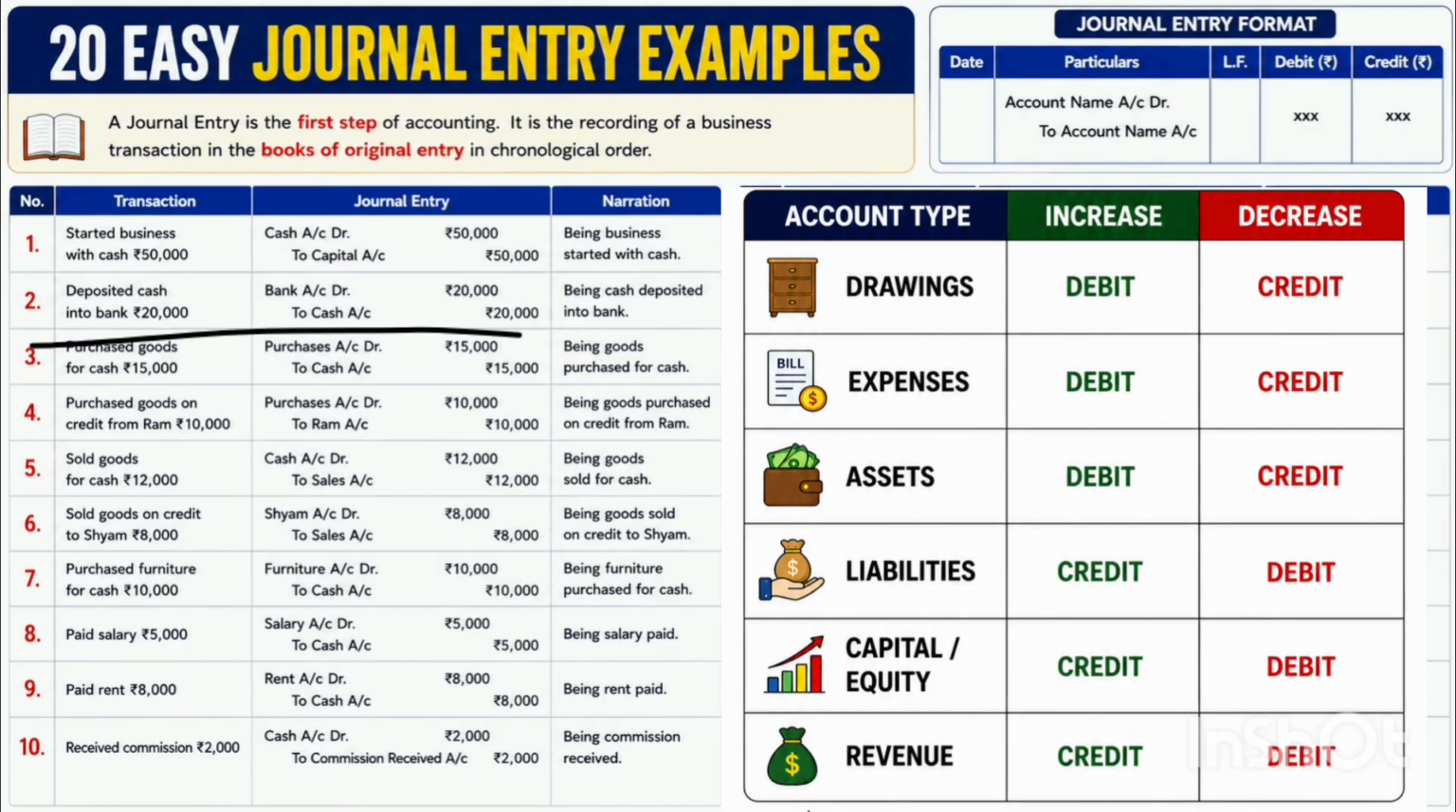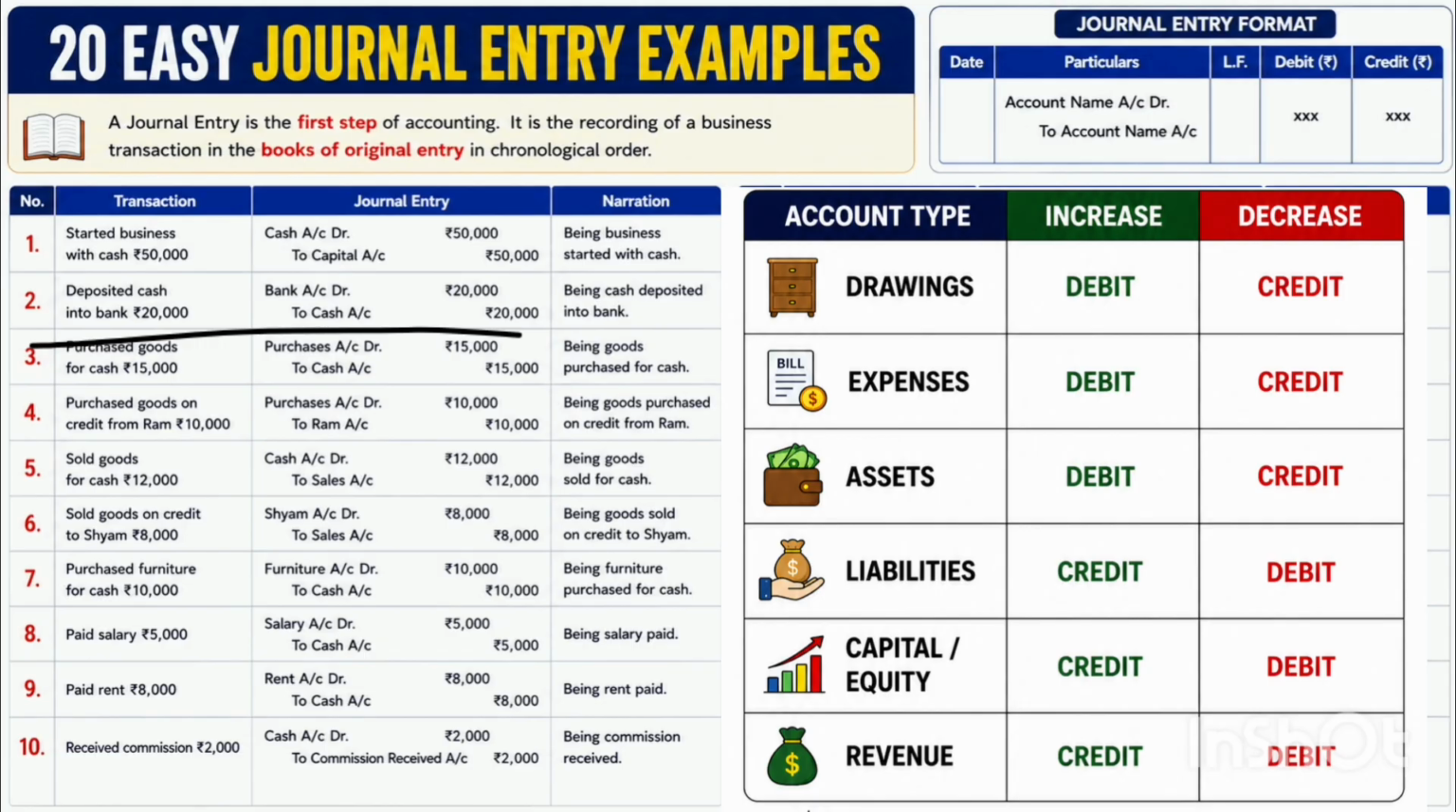Okay, next one is deposited cash into bank. Here two accounts are involved, the bank account and cash. Deposited cash means whatever idle cash was with you, we are going to deposit it into the bank. So cash is getting decreased and bank is getting increased.